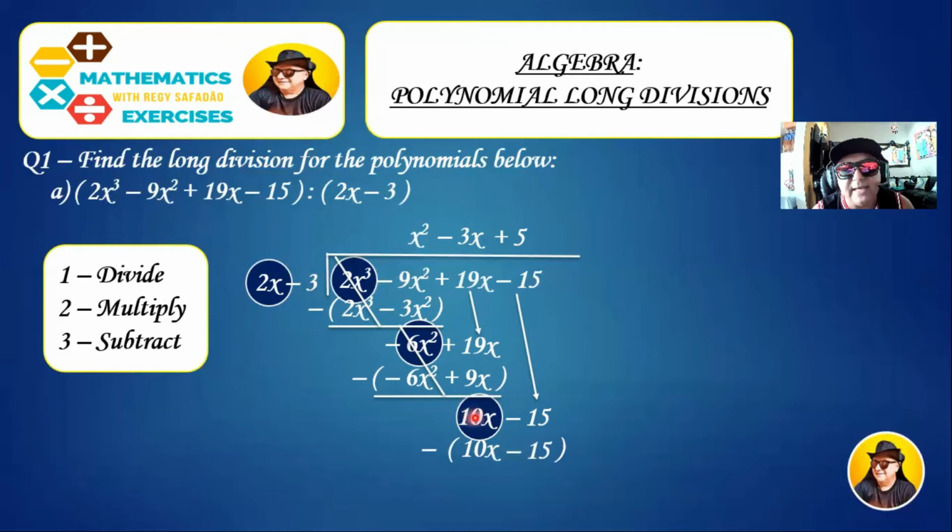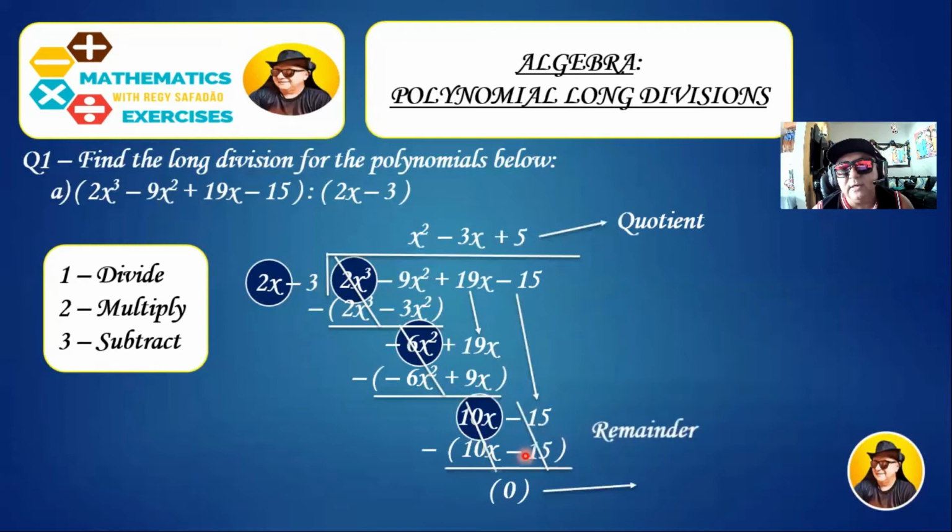Let's operate. 10x minus 10x is 0. Okay, so it is over. And minus 15 plus 15 is also 0, so it is over too. Okay, so the quotient is x squared minus 3x plus 5. And 0 is the remainder.